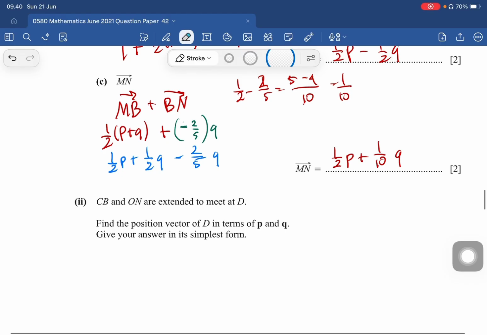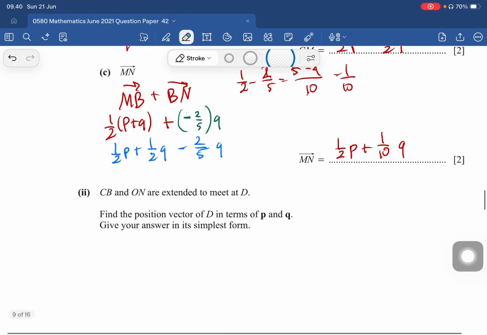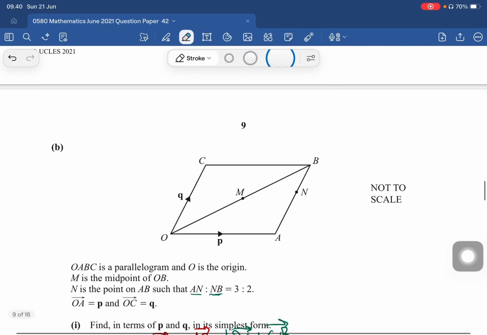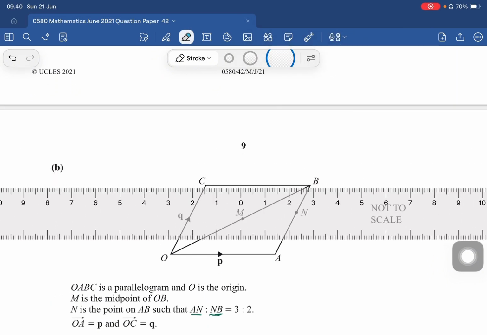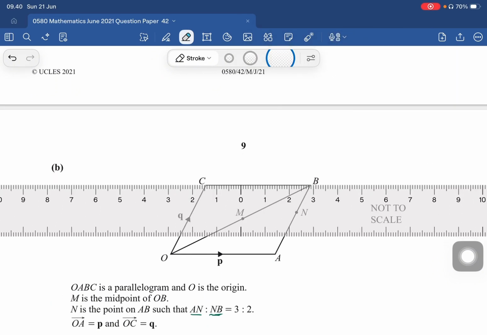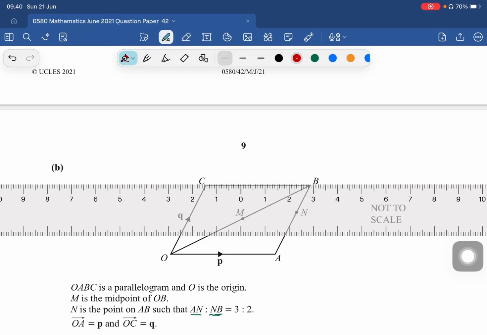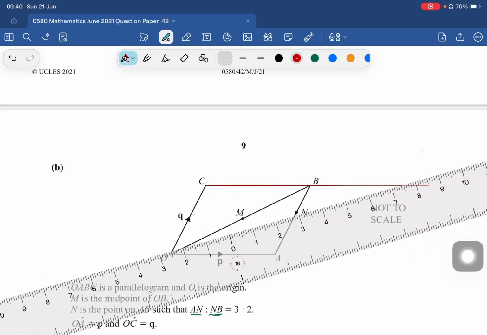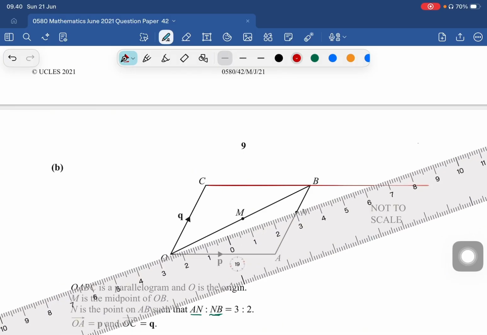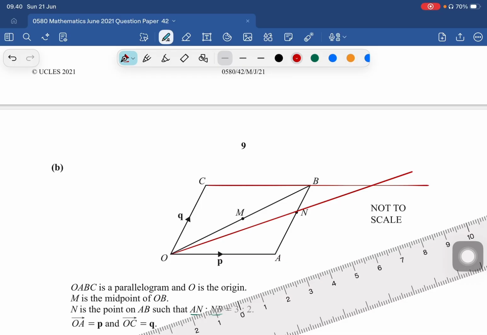Okay, now CB and ON are extended to meet at D. So they are extended. I will use the ruler this way. They are extended and then ON. So here it is the midpoint.